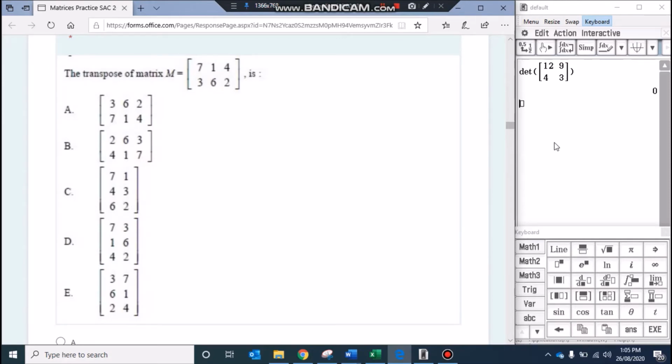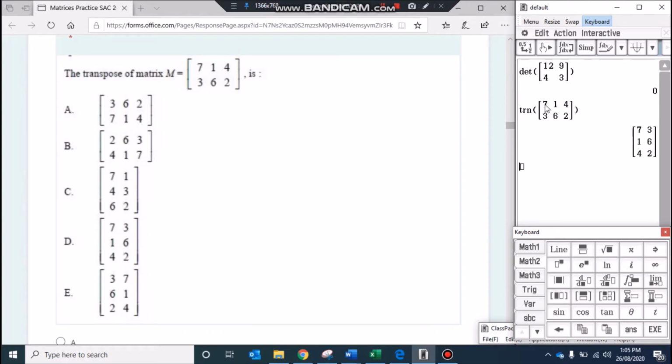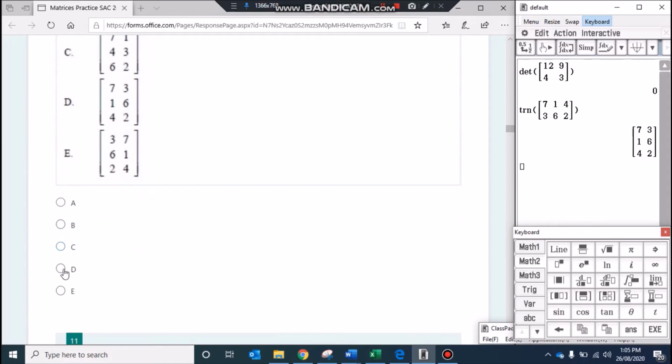All right. Now this is just a transpose question. So the transpose function in your CAS is just TRN, and we can just pop it straight in. So that gives us 731642. 731642, yep, matches up with D. So nice and quick for that question.